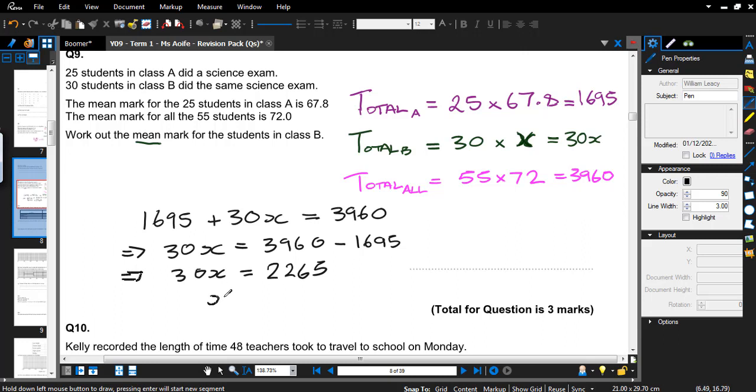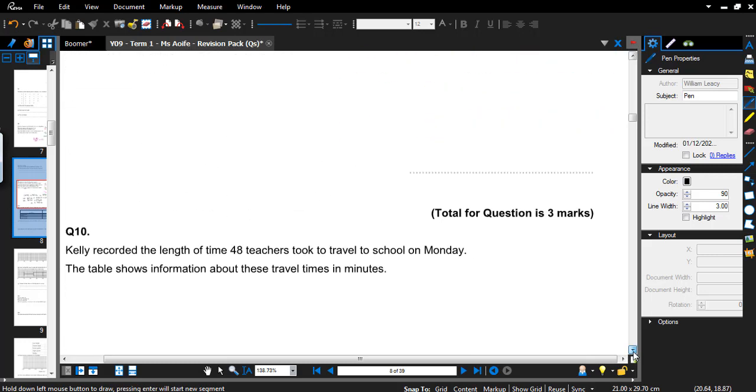My computer's just really going crazy. If you divide by 30, you're going to get 750.5, pure guess. Let's go. 2265 divided by 30. Jeez, I'm losing it. 75.5. What am I even talking about? 75.5. Right, let's just move on. That's that. Now question 10.